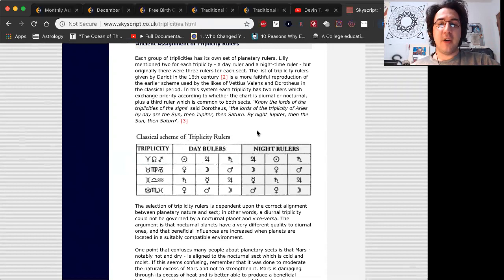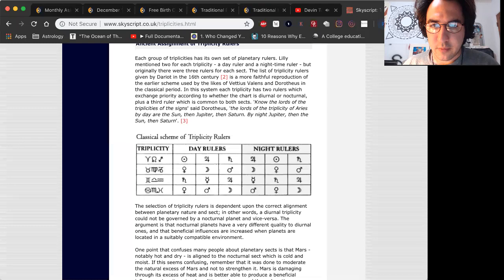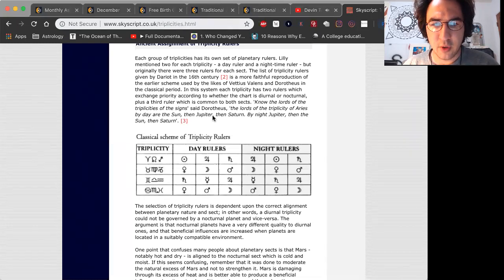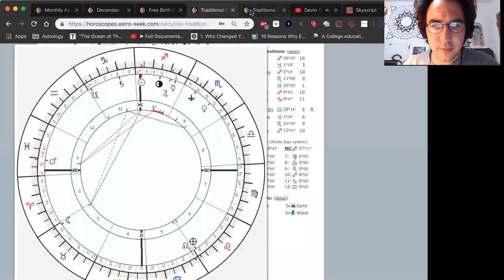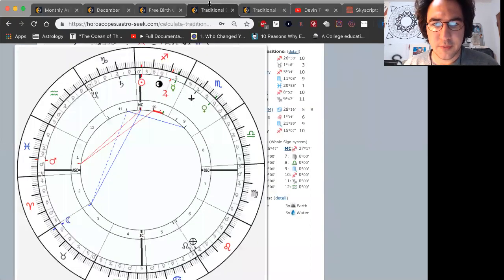And I've modified this technique a little bit because I think it makes sense. I do it based on Saturn returns. So from zero to the first Saturn return is the first triplicity. From the first Saturn return to the second is the second, and so on for the third. So let me get back to the chart real quick. Okay, back to the chart here.